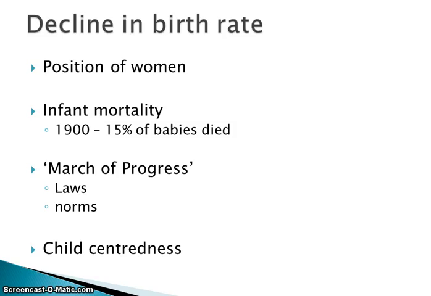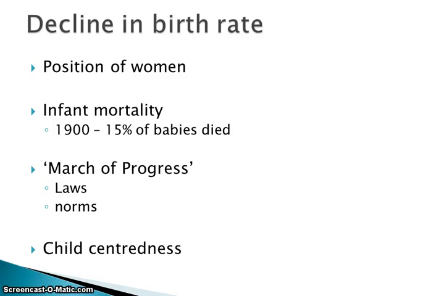Infant mortality rate as well. There's been a decline in infant mortality rate, and that means a decline in the number of babies being born. Infant mortality rate is the number of children who die before they reach their first birthday. At the turn of the 20th century, 15% of all babies died, and that was a massive amount, and that has decreased obviously over time. If 15% of all babies were going to die, you were going to have more babies, especially when we think about the social and economic reasons that we had children back then. So there's been a decline in birth rate because there's a decline in infant mortality rate.